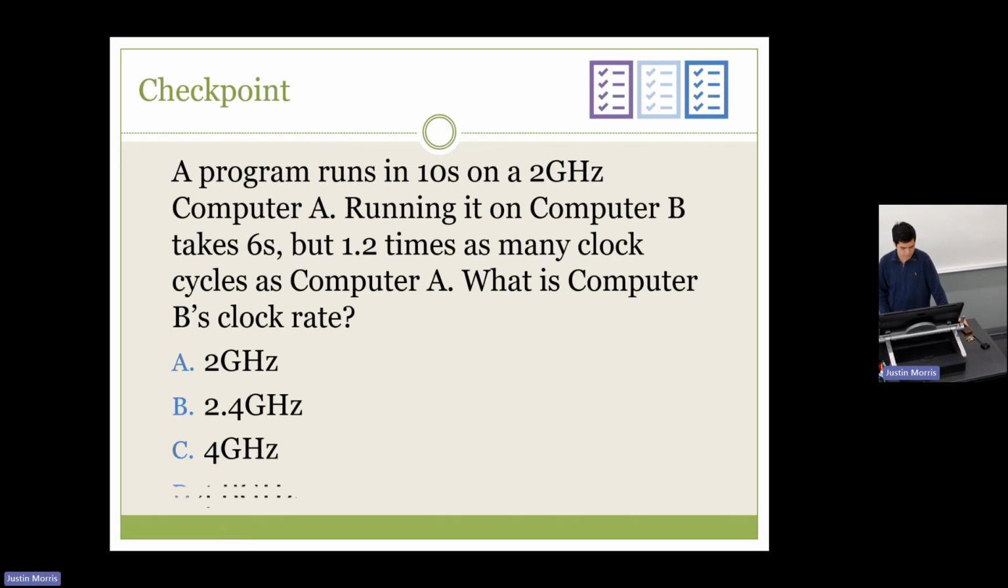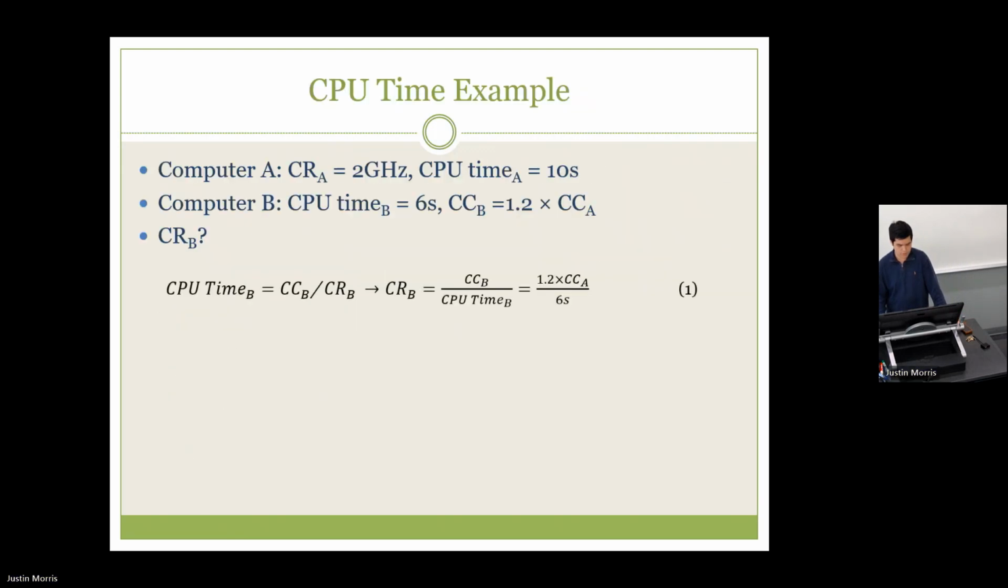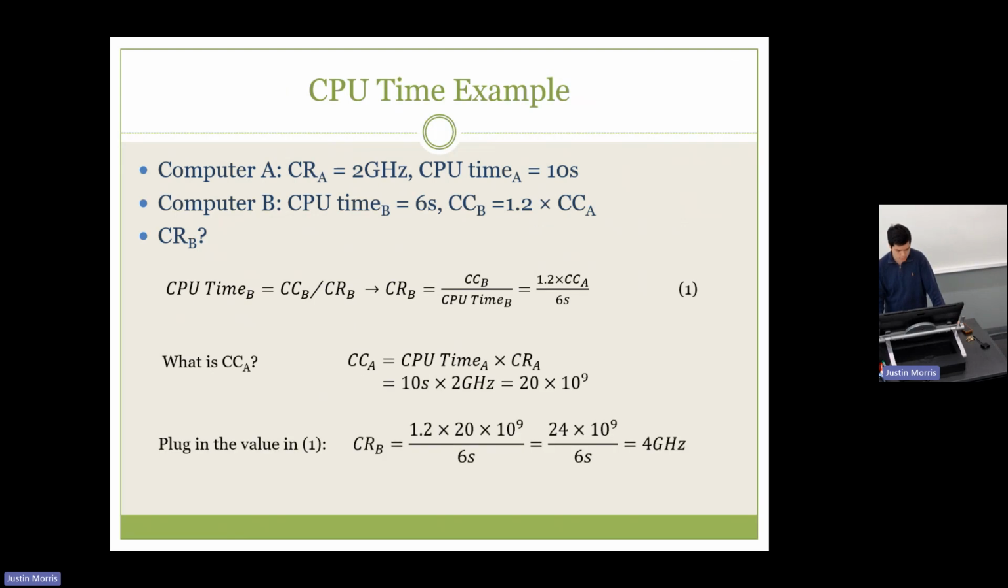Right. Okay, so let's do this together. I'm going to put all of this up here first, and then we can walk through it. As we discussed, we have our performance equation for A, right? And we know the CPU time and we know the clock rate. We know these two things, so we can solve for the clock cycles. We multiply those two and we get 20 times 10 to the 9 clock cycles. Okay? So 20 billion clock cycles.